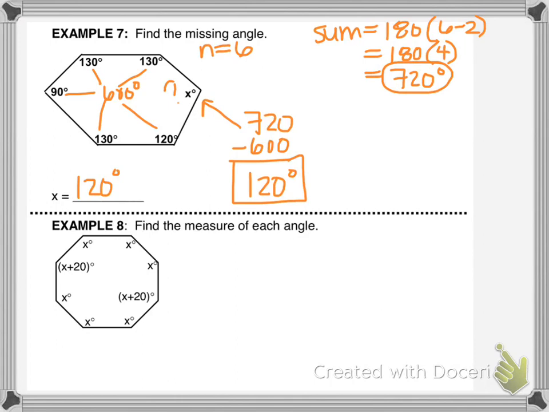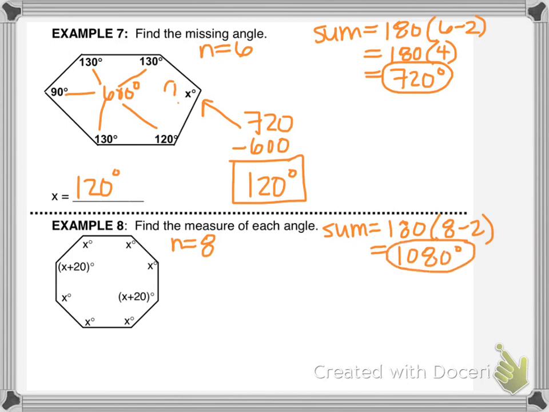Example 8, find the measure of each angle. So this one's similar. So first of all, you have to figure out what type of shape it is. I'm counting 8 sides, so that means n equals 8. And to find the sum of all of those angles, it's 180 times n minus 2. N is 8, so 8 minus 2 is 6. 180 times 6 is 1,080 degrees. So that's what they should all add up to.